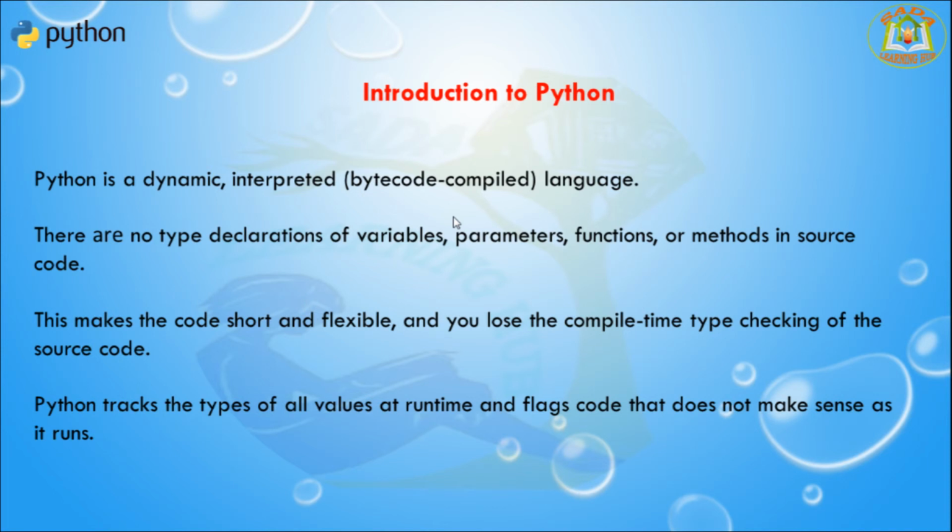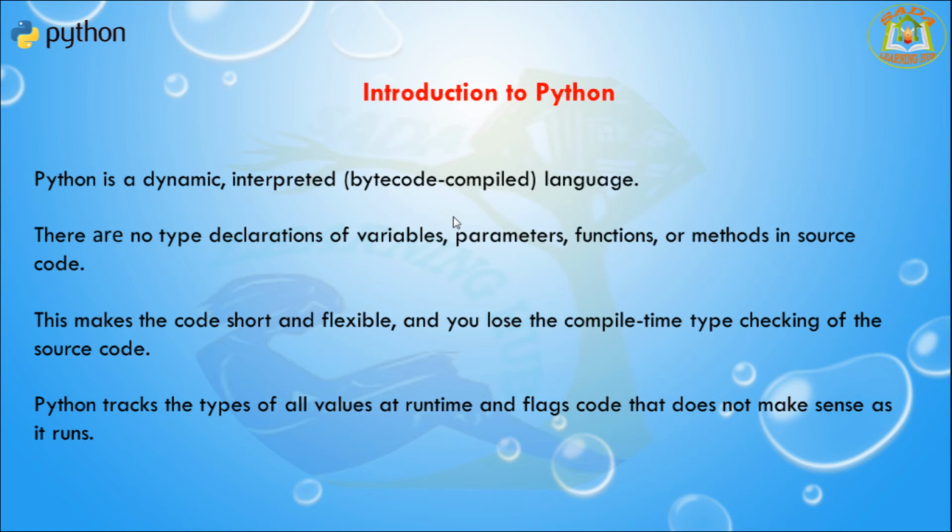Finally, Python is a dynamic and interpreted language. There is no type declaration of variables. In any programming language, there are different data types available like decimal, integer, float, string, and so on. But coming to Python, there is no type declaration of variables, parameters, functions, or methods in the source code. This makes the code short and flexible, and you lose the compile time checking of the source code.